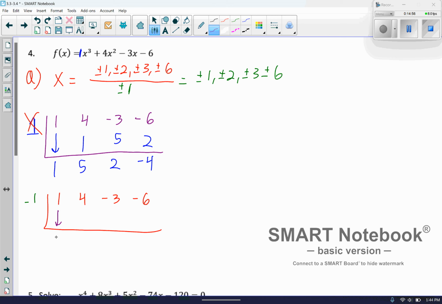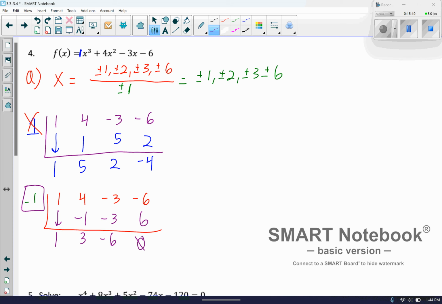All right, so drop the first one. 1 times negative 1 is negative 1. Add that together, that's 3. 3 times negative 1 is negative 3. Add that together, that's negative 6. Negative 6 times negative 1 is positive 6. Add that together, we get 0. Bingo. So we found a solution. We know negative 1 works.